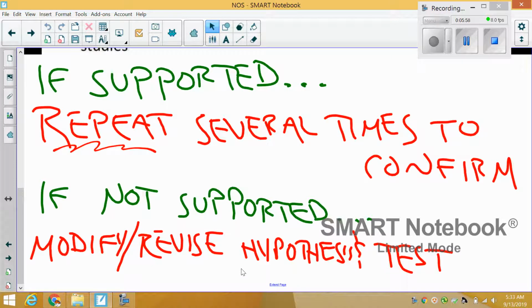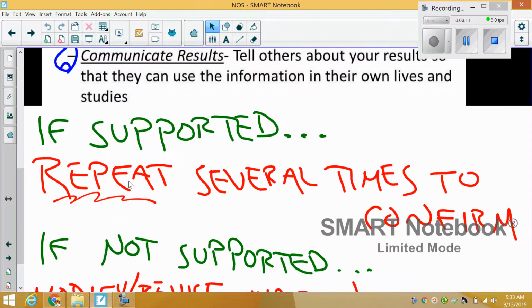Remember, in science, you're not wrong if your hypothesis is not supported. It just means you learned something else. So these are very important steps. Your hypothesis is either supported or it is not.